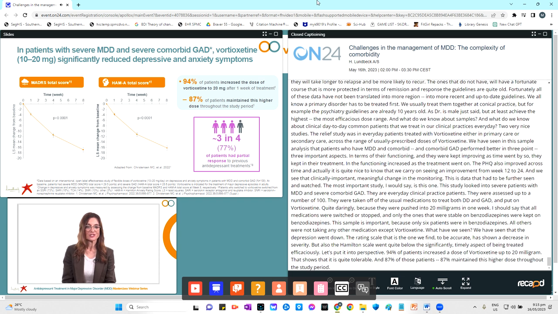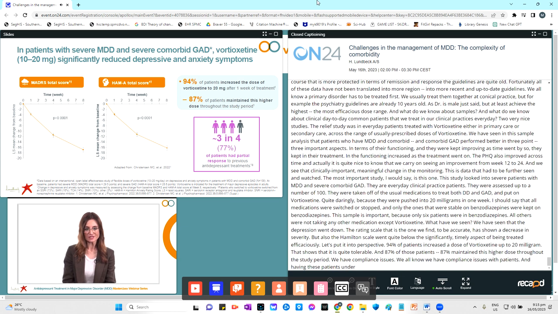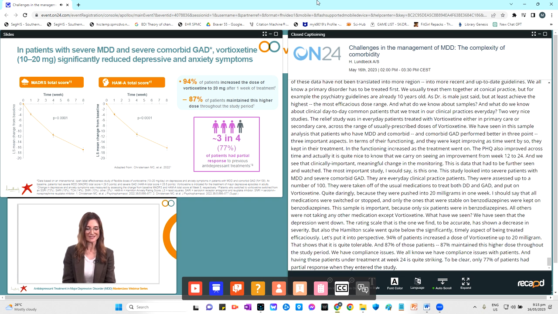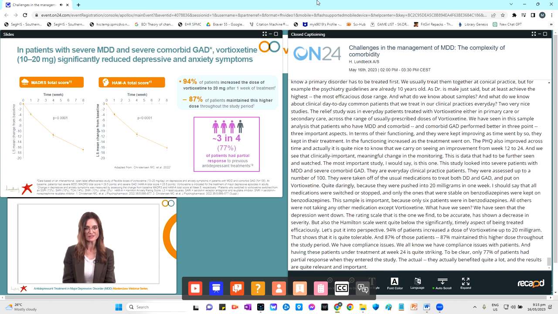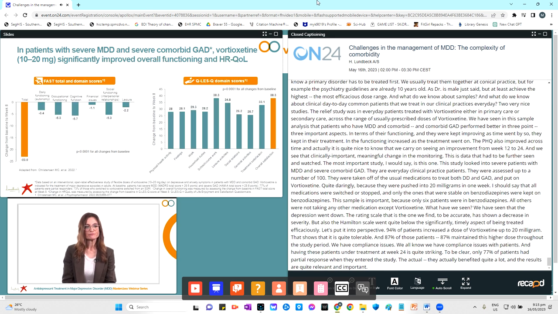Well, we have compliance issues. We all know that we have compliance issues in patients with MDD, but also in patients with MDD and GAD or other anxiety disorders. And having these patients under treatment at week 24 is quite striking. To be clear, only 77% of patients had a partial response when they entered this study. So they actually benefit quite a lot from entering this study, and the results are quite relevant and important for our day-to-day clinical practice.